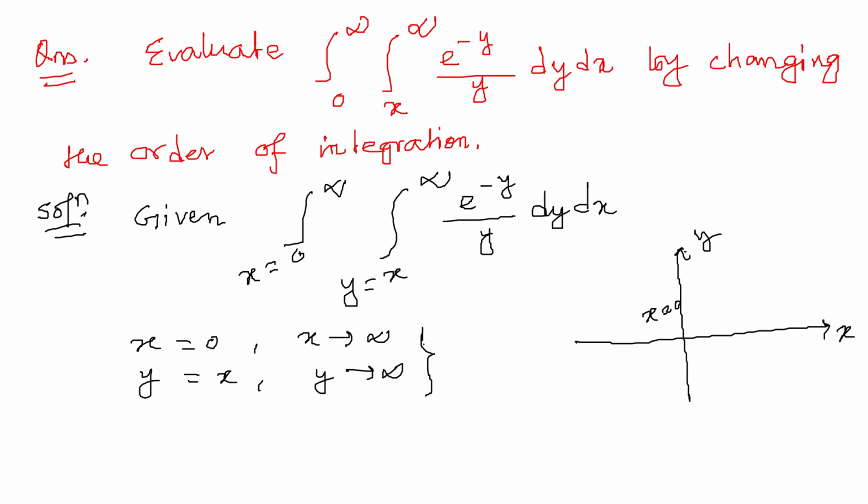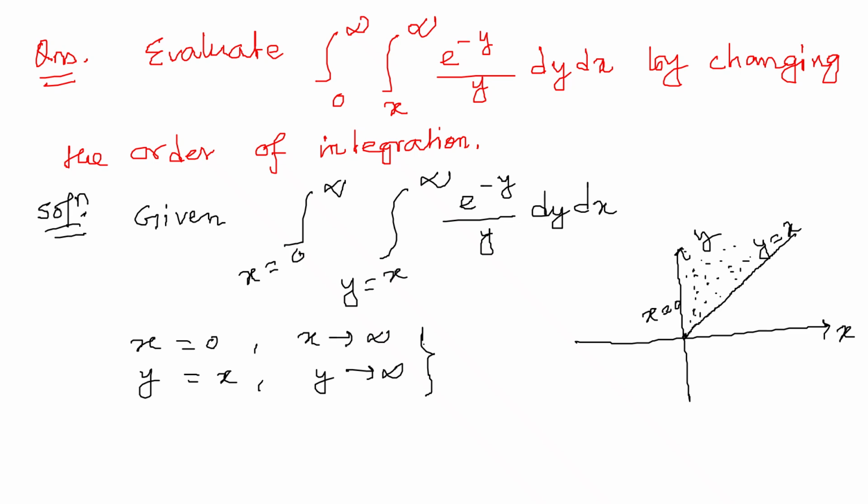So next, y is equal to x. Y is equal to x means this is the straight line. Okay, and then y tends to infinity. Y tends to infinity means in which side? That means this upper side. So what is that common area or common region? This is the common region. Clear? But this is unbounded. It is not bounded. This upper side is open. So it is the unbounded form.